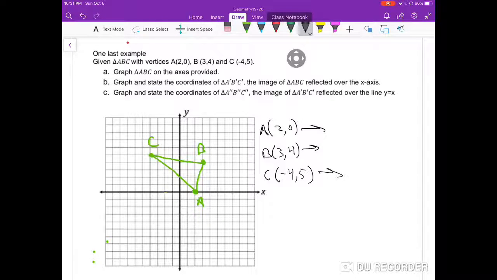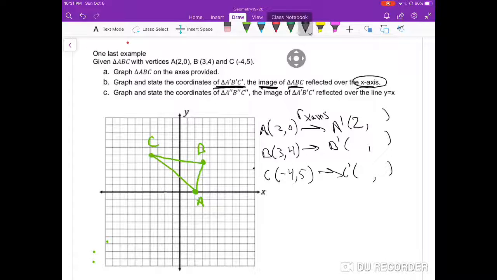All right. Part B says graph and state the coordinates of A prime, B prime, C prime, which is the image, meaning after we do this reflection, of ABC reflected over the x-axis. So we're going to reflect over the x-axis. And those are going to be A prime, B prime, C prime. Now, if we remember the rules, a reflection over the x-axis means to change the sign of the y value. So I have the point 2, 0, and that stays 2, 0 because I can't change the sign of a 0. I just leave it alone.